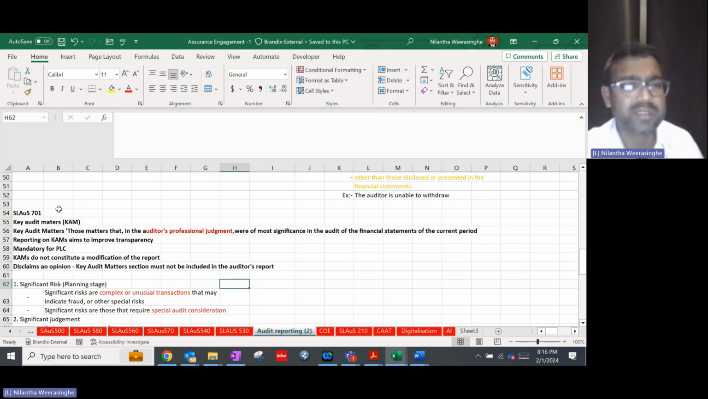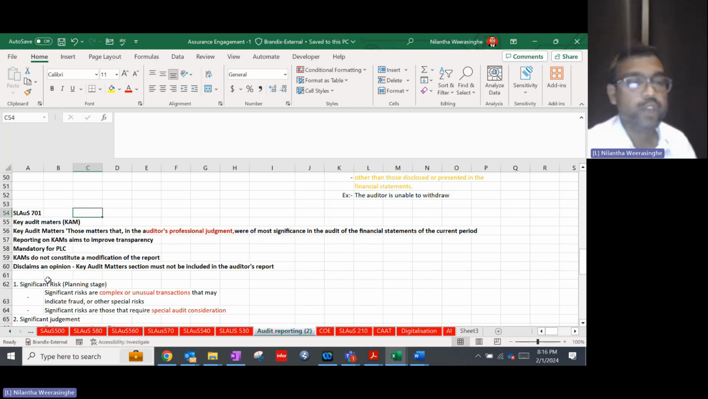These are some insights about key audit matter. When you deliver a disclaimer opinion, meaning no audit opinion on the financial statements, then no CAM. Key audit matter you should not include, basically. Right? Fine. So those are some key insights.